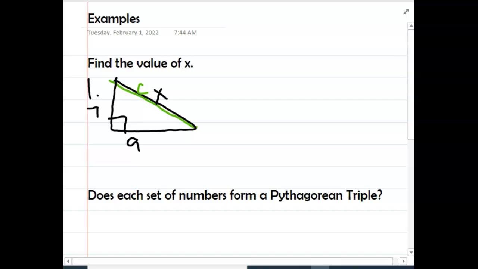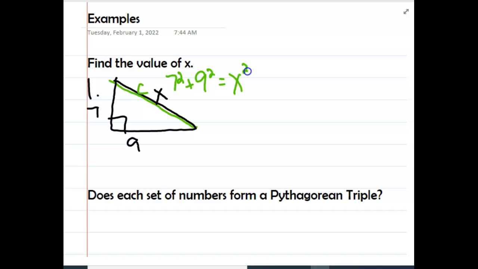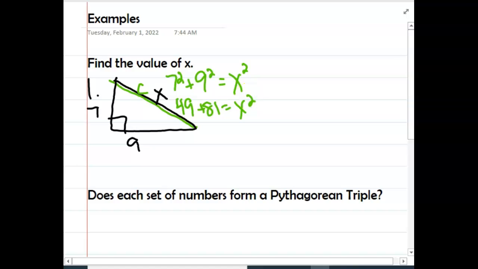So you're going to take the sum of the squares of the legs. We're going to take 7 squared plus 9 squared. That's going to equal x squared. If you want to put c squared, whatever, no problem there. Okay, remember, you have to actually square these. You have to take 7 squared, which is 49. You have to take 9 squared, which is 81. So 49 plus 81 equals x squared. And you have to actually add those together. 49 plus 81 gives me 130 equals x squared.